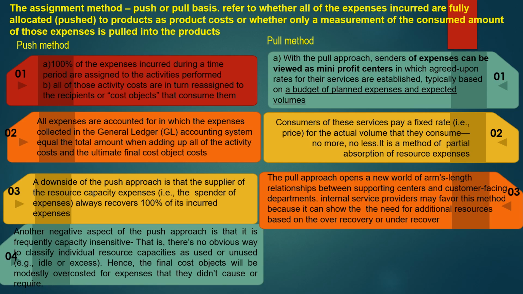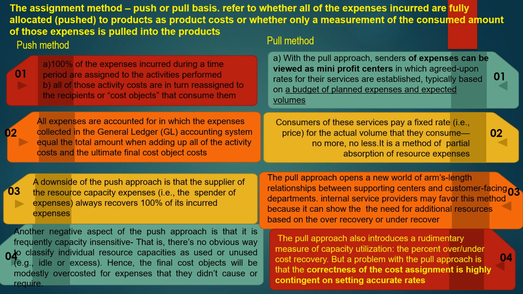Another negative aspect of the push approach is that it is frequently capacity insensitive. That is, there is no obvious way to classify individual resource capacities as used or unused, that is idle or excess. Hence, the final cost objects will be modestly overcosted for expenses that they did not cause or require. The pull approach also introduces a rudimentary measure of capacity utilization, the percent over or under cost recovery. But a problem with the pull approach is that the correctness of the cost assignment is highly contingent on the setting of accurate rates.